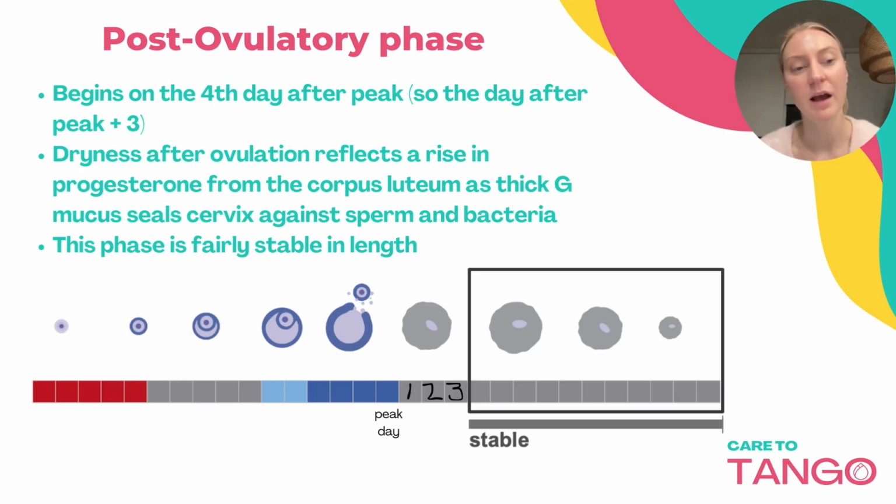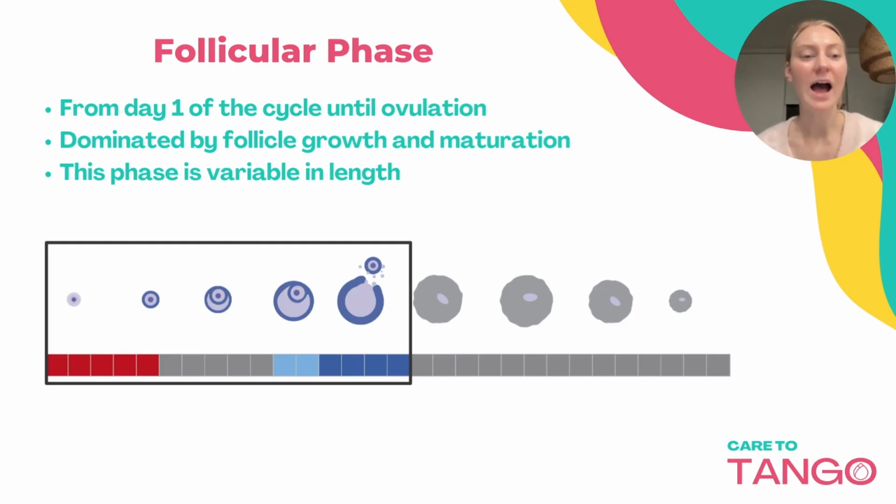We want it to be above 10, and it doesn't really go past 16. Going back to cover the 2 halves again, the follicular phase and the luteal phase. This is the follicular phase on the chart below. So this is from day 1 of your cycle again until ovulation. This is dominated by the follicle growth and maturation, and this phase is variable in length.